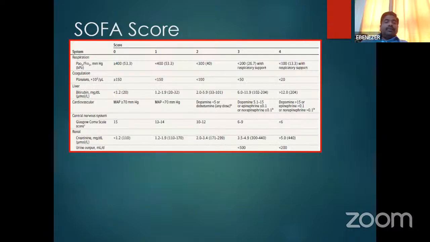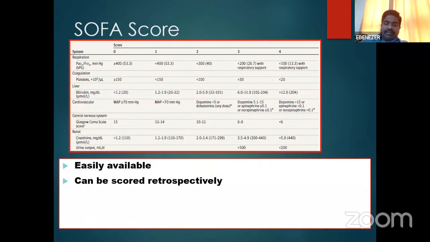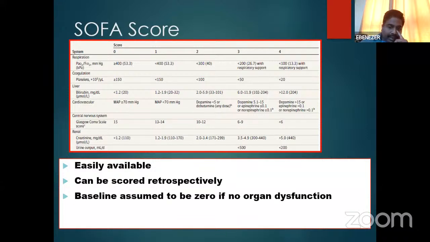Okay, now when you enter your ICU and you are looking at your patients, doing your morning rounds, will you be able to identify people with sepsis? Is there a mechanism whereby you can identify people with sepsis? This is where so many scoring systems are there to identify patients with sepsis. This is the SOFA score, which looks at various parameters: respiration, coagulation, liver, cardiovascular, CNS, renal. So you have the score and you can do the scoring. Even the senior nurse or the nurse in charge can go ahead and do the scoring. Now, it is easily available and retrospectively also it can be scored.